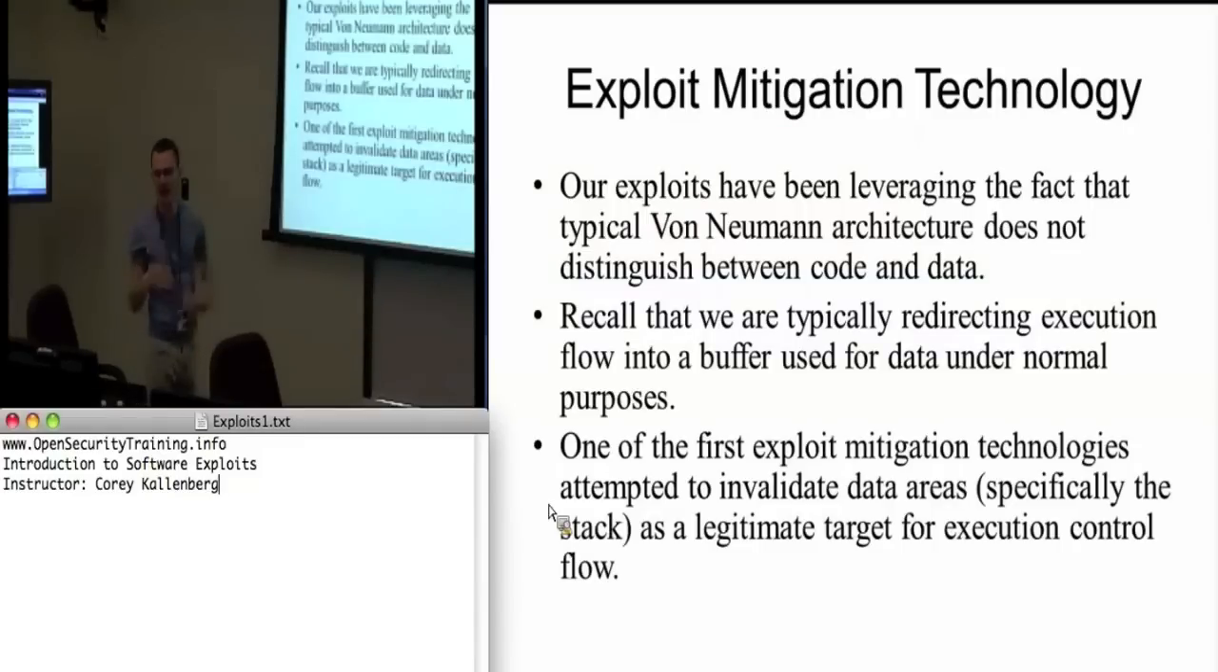So one of the first real exploit mitigation technologies that we saw tried to remedy that, and it set some rules on where EIP can point. In particular, they targeted the stack, and they basically reprogrammed the Linux page fault handler so that if EIP ever pointed at the stack, it would cause an exception. It wouldn't work. So you couldn't just point the EIP at shellcode on the stack.